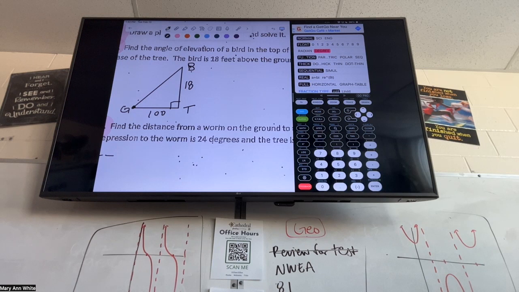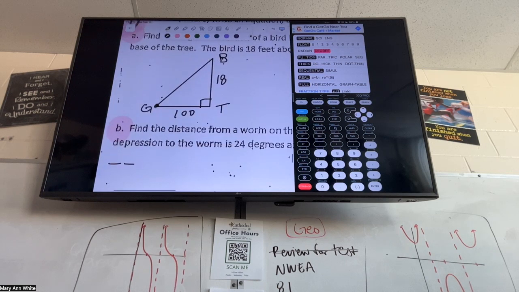It says find the angle of elevation. Where does that angle of elevation go? What letter does it go with? The letter I have up here is just G, and I'm going to write theta. If you like writing X, you can write X. So it's always that angle down here in the bottom corner. Angle of elevation and angle of depression are both down there in that bottom corner. Now is when I want to label O, H, and A.